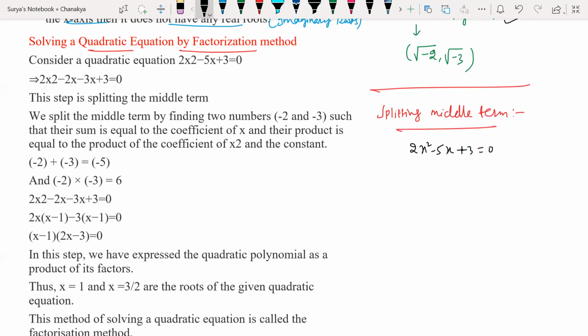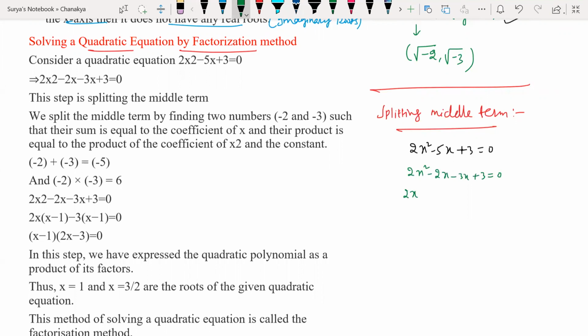So look at this here. How can I factorize this? This is the question I have given to you guys. Split the middle term as 2x and 3x: 2x square minus 2x minus 3x plus 3 is equal to 0. Let us write it like this: minus 2x minus 3x plus 3.